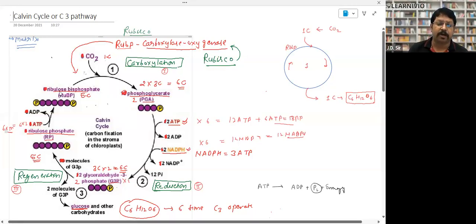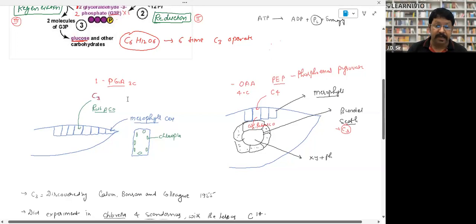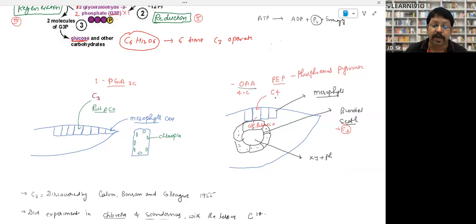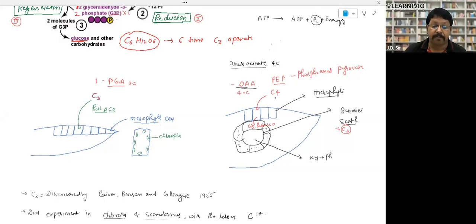Rubisco is the first acceptor of carbon dioxide. But in C4 plant, Rubisco is not the first acceptor of carbon dioxide. Rather, here is another enzyme, that is PEP, phosphoenol pyruvate. This is the first acceptor of carbon dioxide. It will receive the carbon dioxide and it will make a first stable compound, that is OAA. What is OAA? Oxaloacetic acid or oxaloacetate. It will make a first stable compound, oxaloacetate, OAA or oxaloacetic acid. This is a 4 carbon compound. That's why we call it C4, right? Because the first stable compound is made up of 4 carbon.